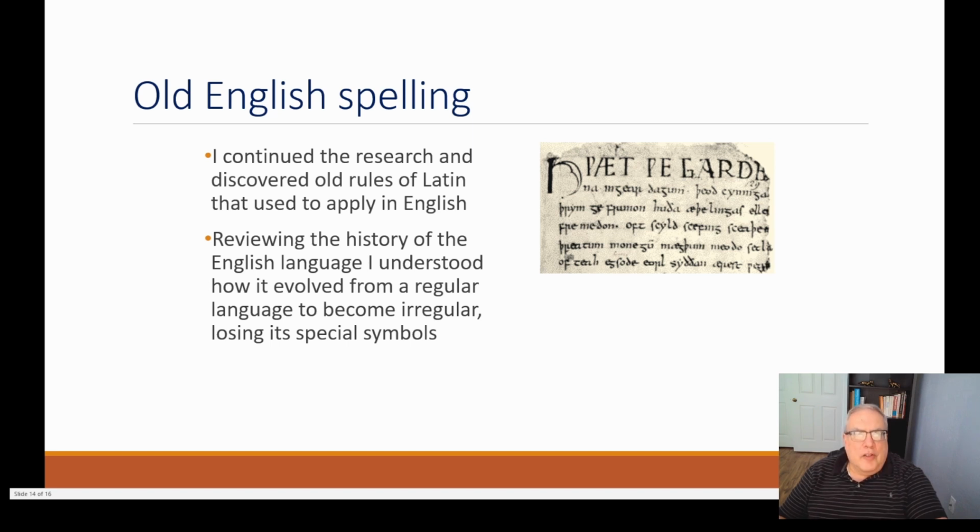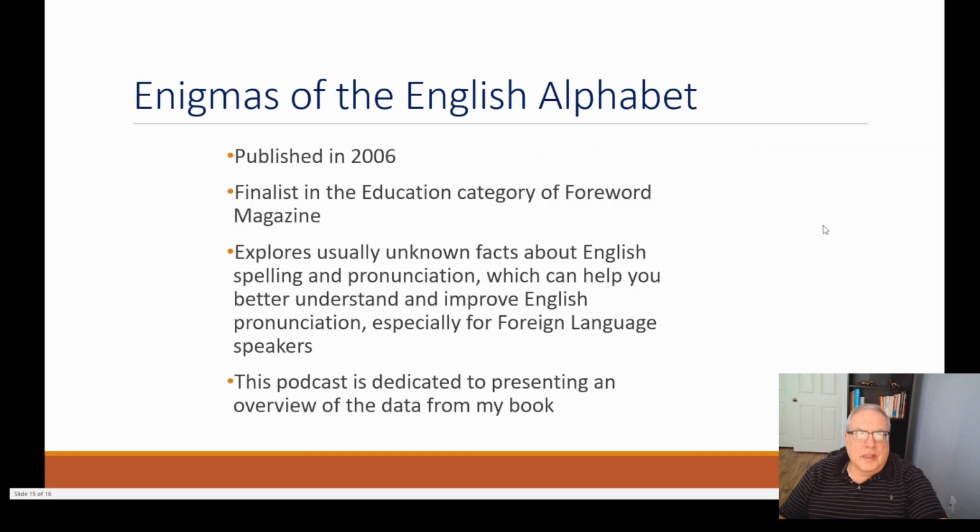Now, reviewing the history of the English alphabet, I understood how it evolved from a regular language, in other words, a language that was able to express consistently the sound of its words using the alphabet, and became an irregular language that lost its special symbols and is not able today to represent in a consistent way the sounds of its words. That's why I wrote Enigmas of the English Alphabet in 2006, which was a finalist in the education category in Forward magazine.